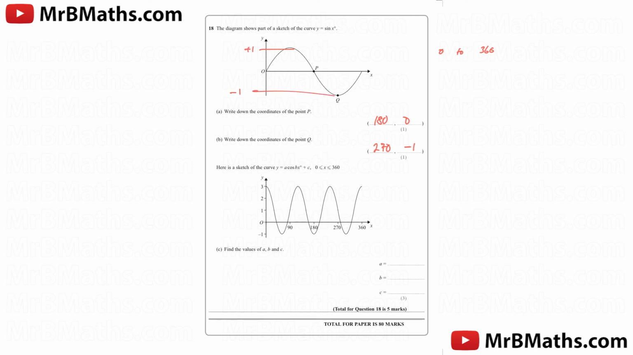Okay, so here's a sketch of the curve y equals a cos bx plus c, and from 0 to 360, find the values of a, b, and c. So what I want to start off with is we know a standard cos graph, or cos x graph. Now we know that cos of 0 is 1, then 90 is 0, we then have 180 at negative 1, 270, and then 360. So if I just join that up, this is a standard cosine graph.